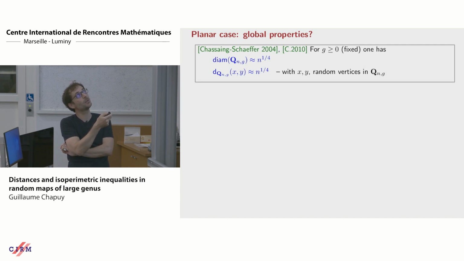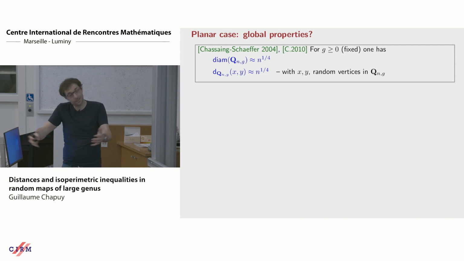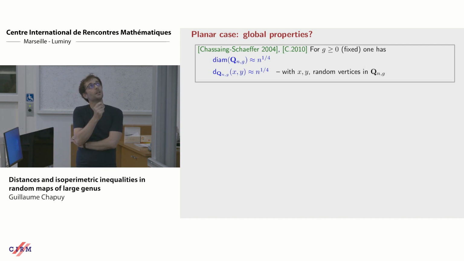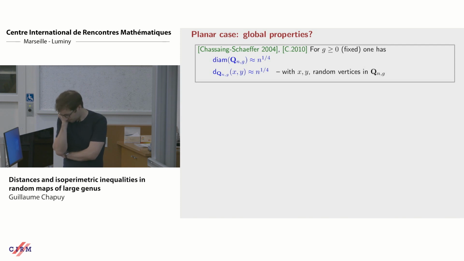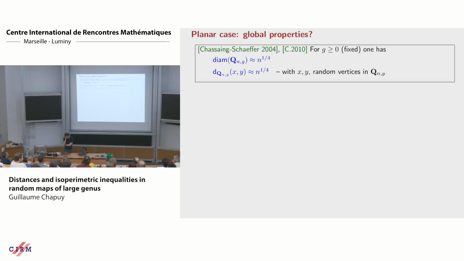This is true for the diameter. This is also true of the distance between two points. These are random variables, but you have to scale them by n to the 1/4 in order for them to be tight. And you can also do the same in any fixed genus. This is a very impressive result, and I will tell you why it is difficult to obtain.